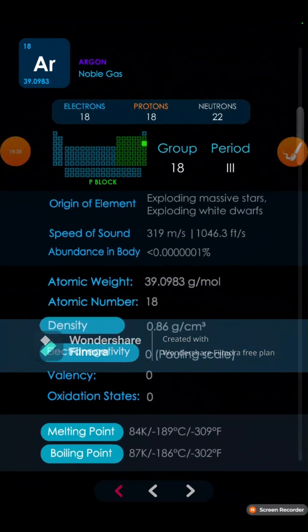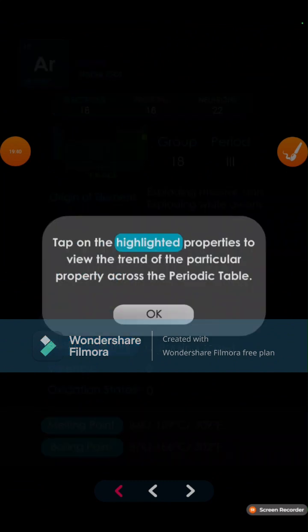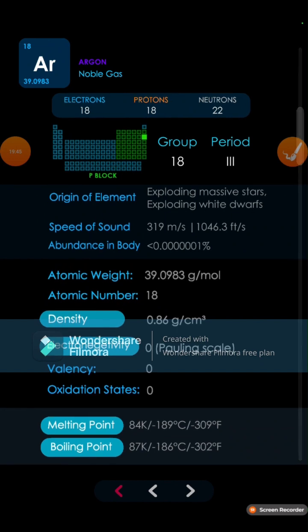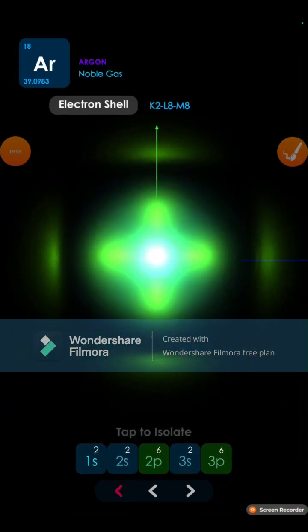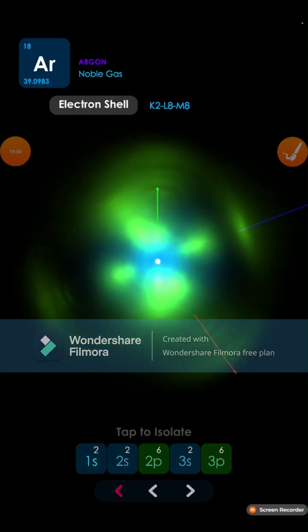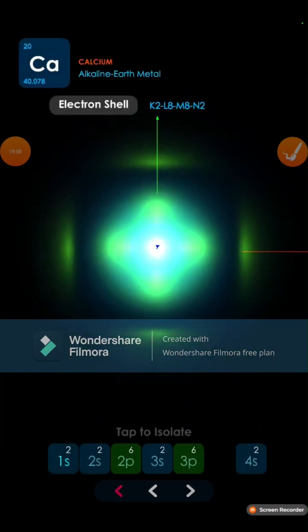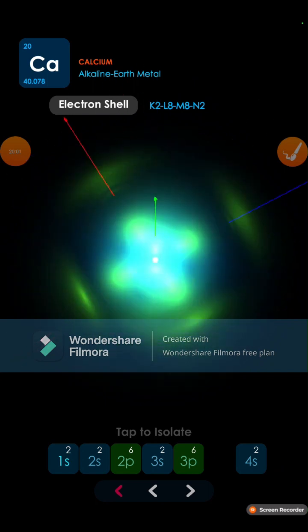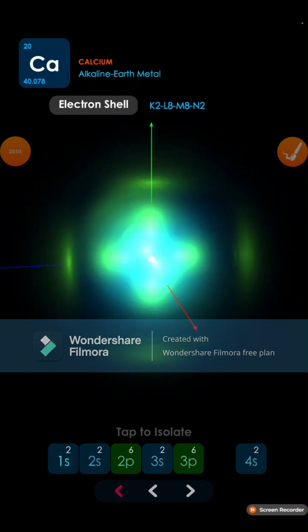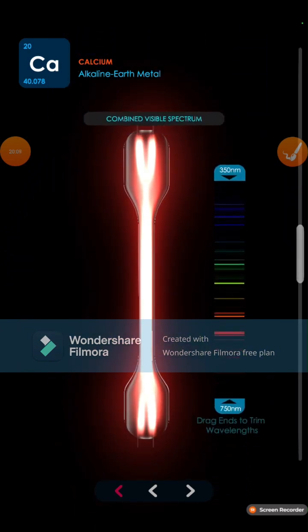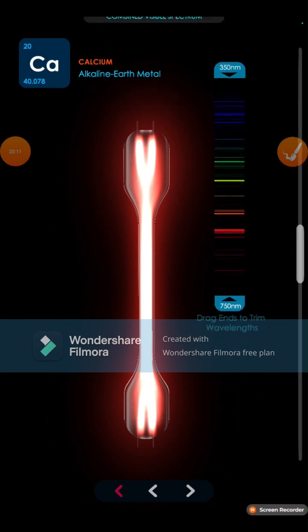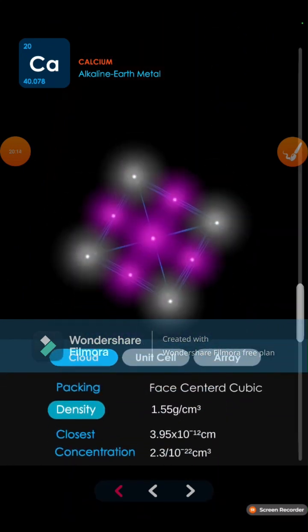So it's a type of gas with a density of 0.86 grams per cubic centimeter, and valency is 0. As you can see, this is argon. It has an electron shell over here. Okay, so let's move it back. As you can see over here, it's very fun. Let's move it over here.